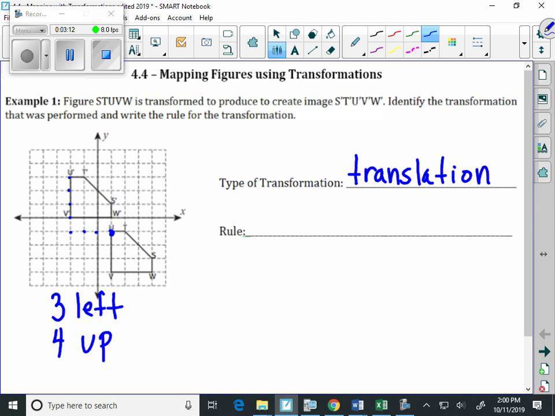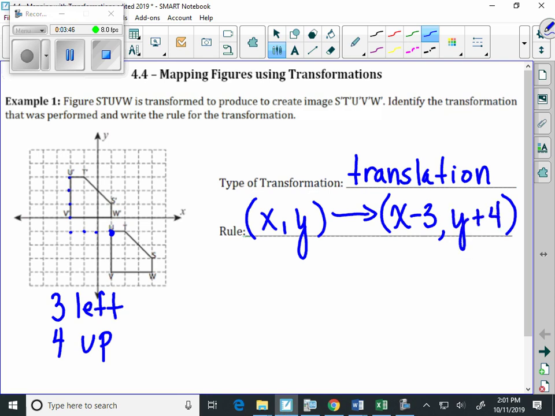But on the OST test, in terms of the rule, they're going to want us to write it in the appropriate form, which is an ordered pair, x comma y, and then we have the arrow. Remember that that's the "maps to," and then we're going to put it in the proper format. Well, we're moving 3 spaces left. That's going to be x minus 3. And we're moving 4 spaces up, so this is going to be y plus 4.